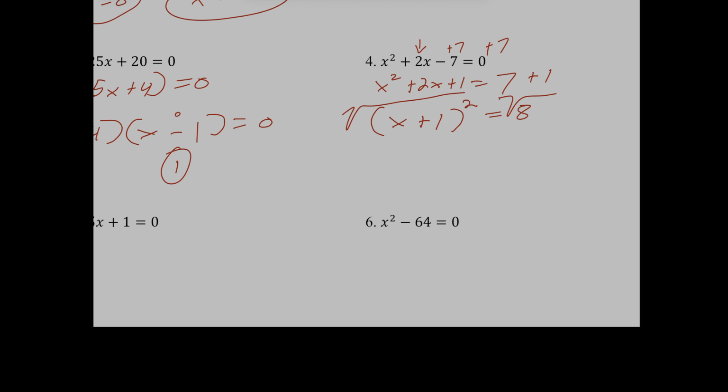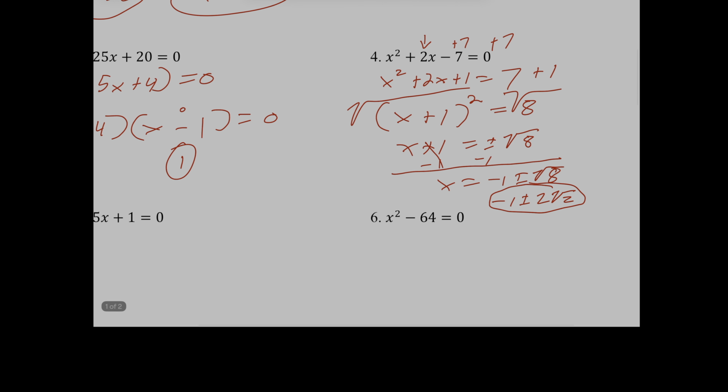Now I'm going to square root both sides, and I'm going to get x plus 1 equals plus or minus square root of 8. Once I subtract 1, I'm going to get x equals negative 1 plus or minus square root of 8. Or if I reduce that 8, I'm going to get negative 1 plus or minus 2 root 2. 2 root 2 is just what square root of 8 is. That's something that after a while you'll just commit to memory.